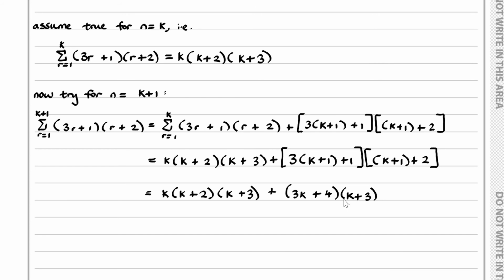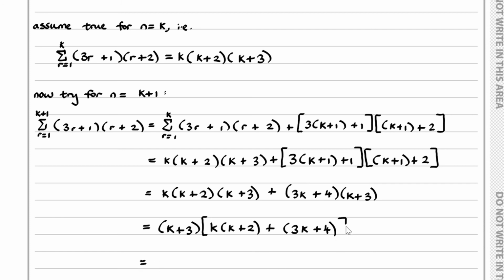And if we factorise out k plus 3, we have (k plus 3) lots of k lots of (k plus 2). That simplifies to this result here. And then we have an extra 3k plus 4. And expanding the k plus 3 with the 3k plus 4 gives this result here.